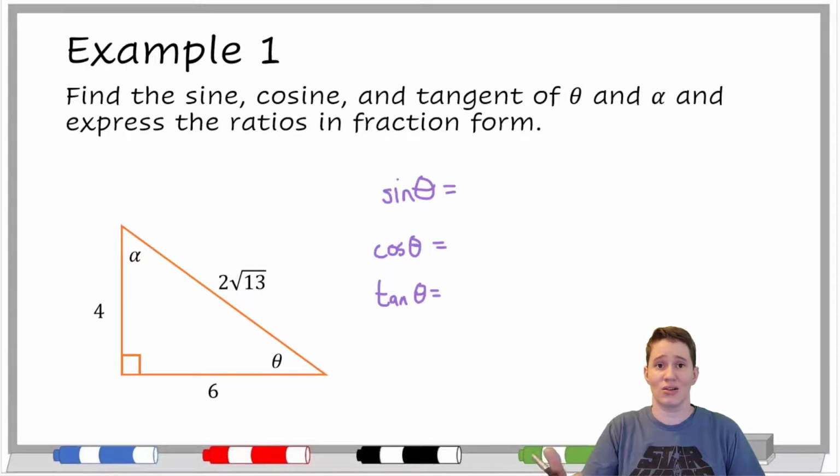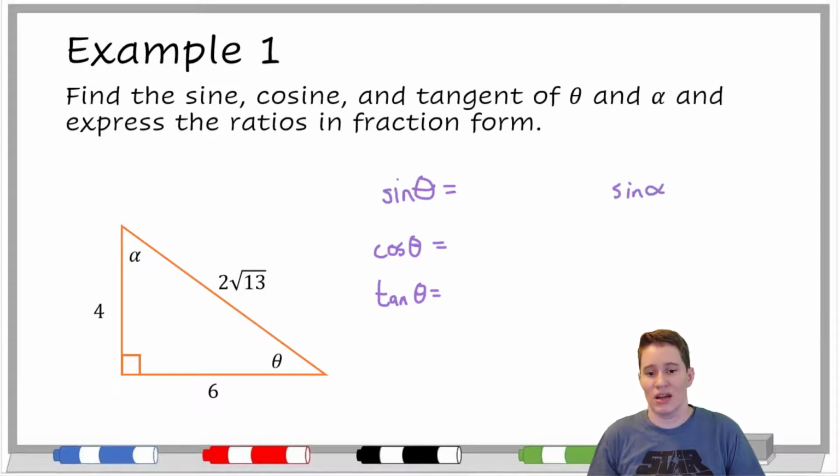So we want to find sine, cosine, and tangent of theta, and we also want to find sine, cosine, and tangent of alpha. And my alphas are going to look a lot like a fish, because I haven't ever actually tried to make them look like anything else. And I don't know, do you think that alpha looks like a fish like I do? Like this little fish? I don't know.